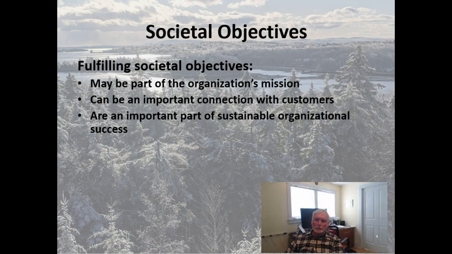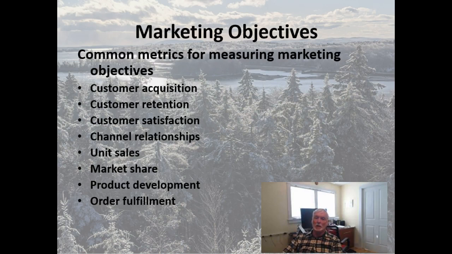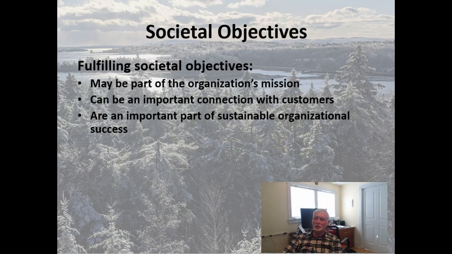And they generally are part of a sustainable success. So if I'm meeting social objectives, then I probably have a sustainable model. If I'm meeting, let's say, my financial objectives, and maybe even my marketing objectives, but I'm not meeting social objectives, at some point I'm probably going to hit a wall, because social objectives will start putting up barriers to my success in other areas.